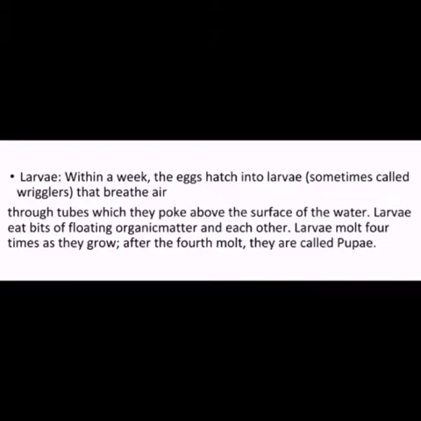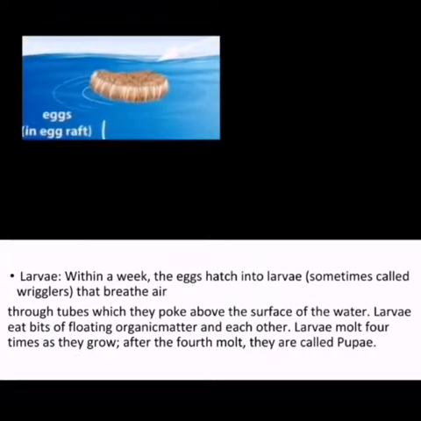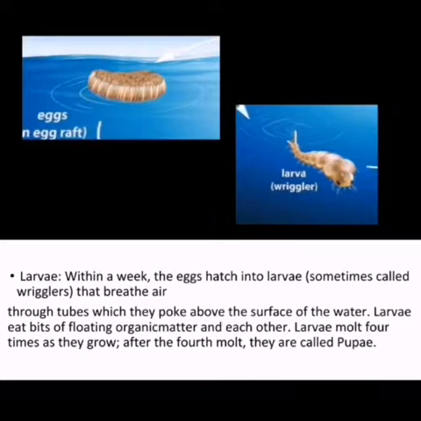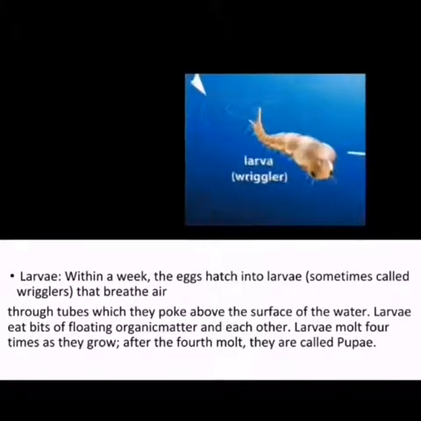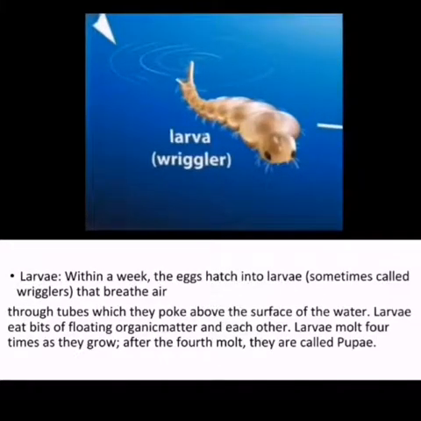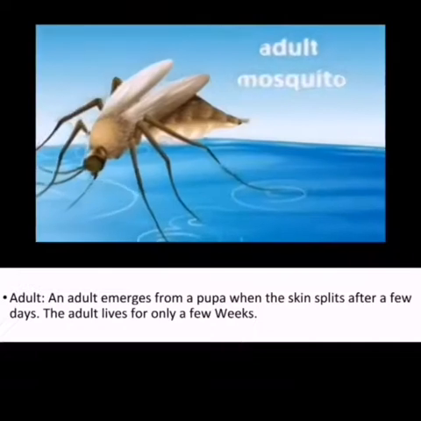Larvae. Within a week, the eggs hatch into larvae, sometimes called wrigglers, that breathe air through tubes which they poke above the surface of the water. Larvae eat bits of floating organic matter and each other. Larvae molt four times as they grow. After the fourth molt, they are called pupae.